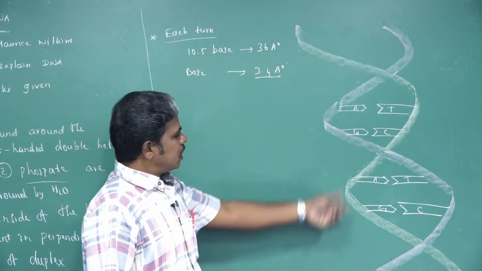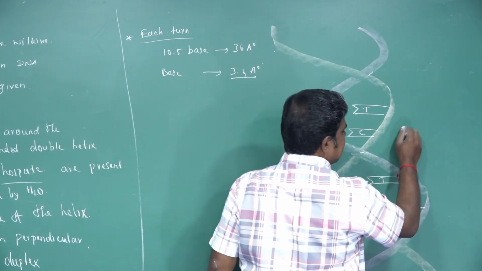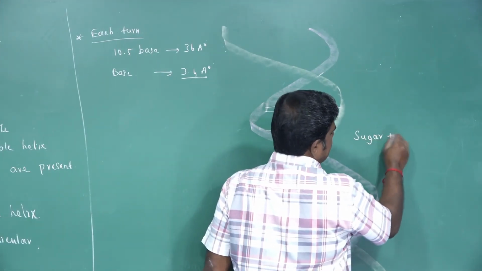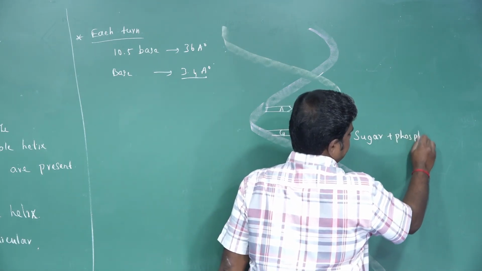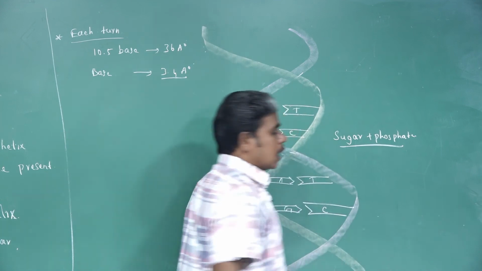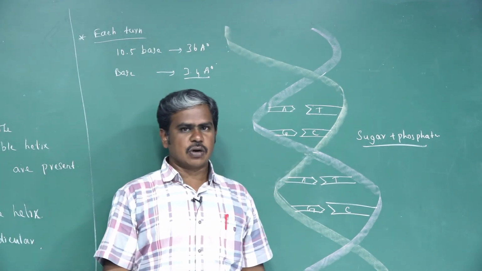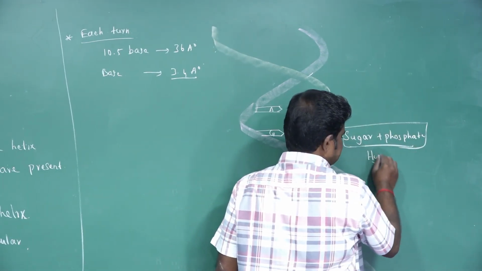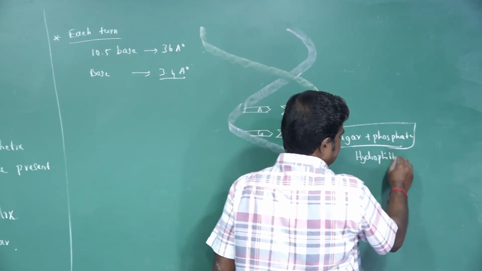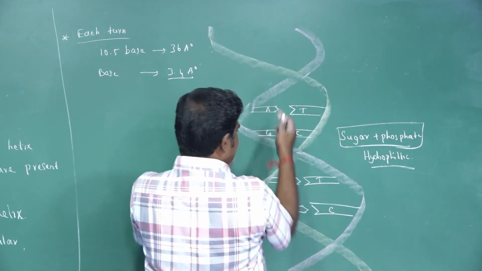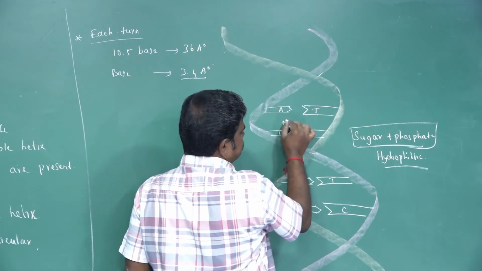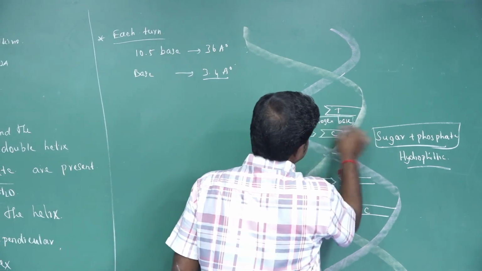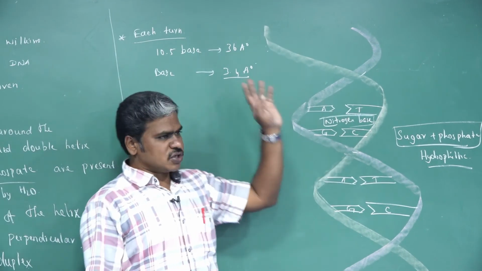Now the outside of the helix contains sugar and phosphate. They are surrounded by water, and it has a hydrophilic character. Now, inside there is the nitrogen base. So the nitrogen bases are stacked inside.